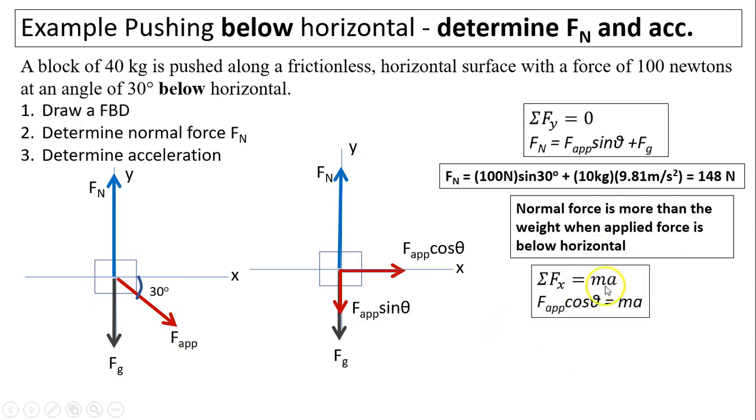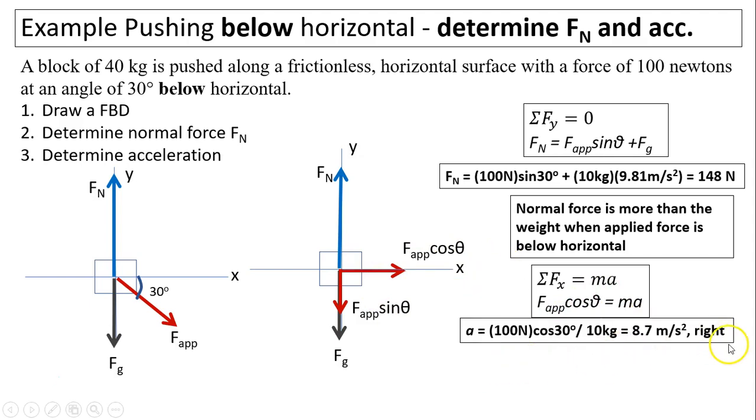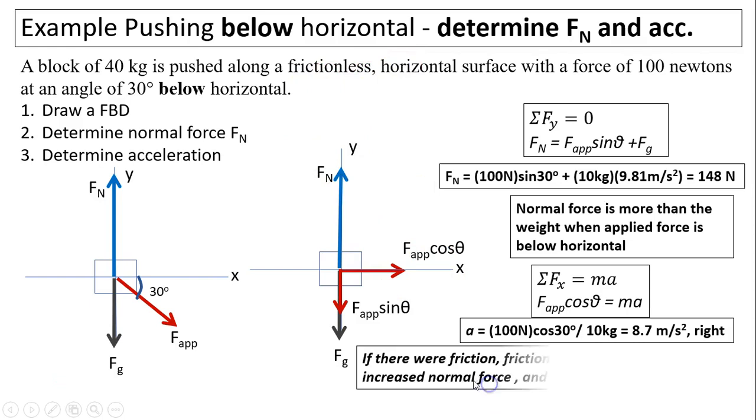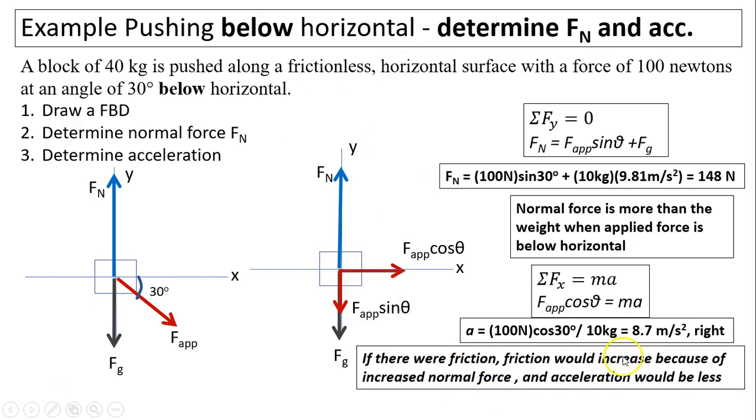Now for the acceleration, we have to find the net horizontal force, which is just F applied cosine theta. And we find the acceleration is the same thing. But this is a special case because it's frictionless. If you do have friction, because the normal force has increased, the friction has to increase. Therefore, when you're pushing down, your acceleration is less. So it's harder to move something when you're pushing down. It's a lot easier to lift it, to apply the force above horizontal to move it.